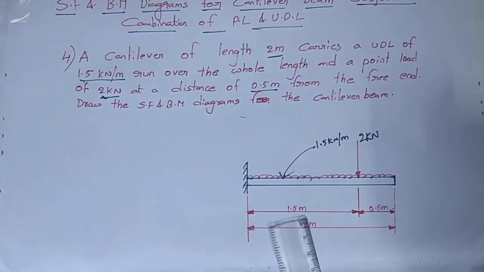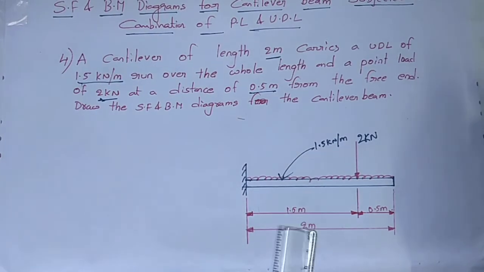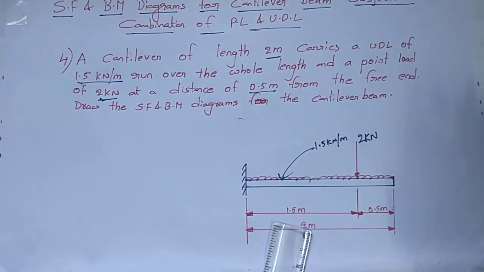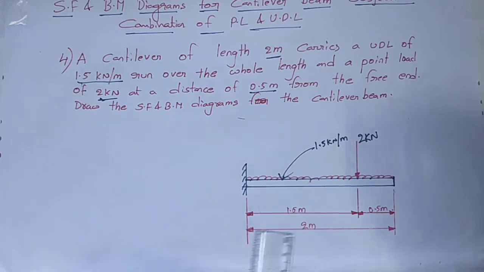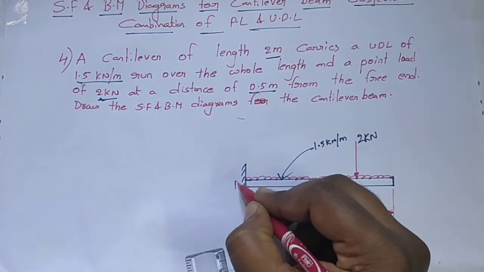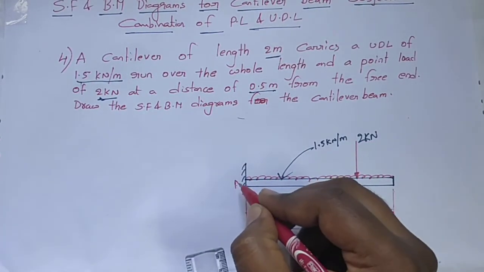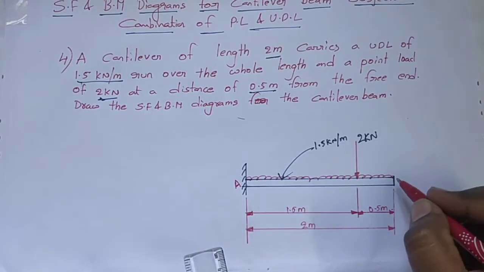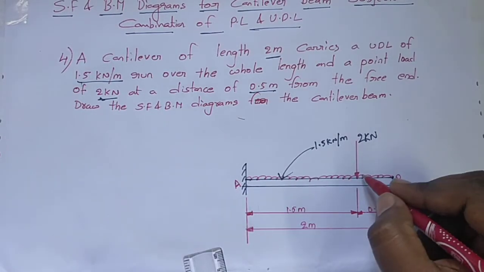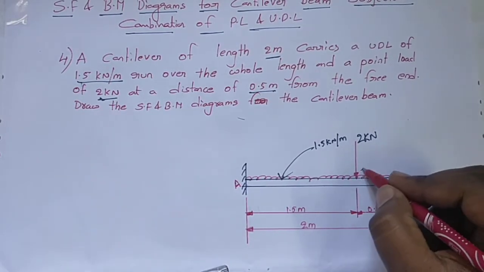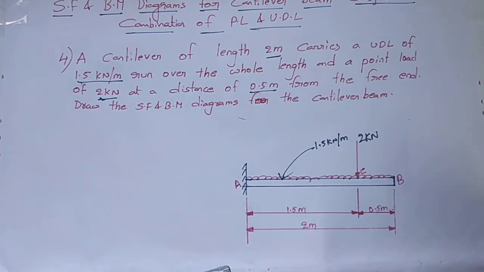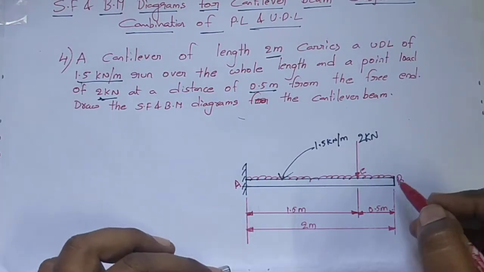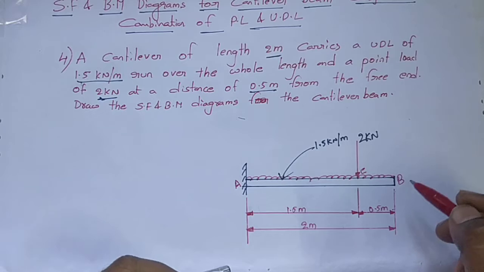For drawing the shear force and bending moment diagrams, we first need to calculate the values of shear force and bending moment at the given points. First we need to consider the points where we calculate them: the fixed end, the free end, and the point C where the point load is acting, which is 0.5 meters from the free end. At these 3 points we need to calculate the shear force and bending moment.